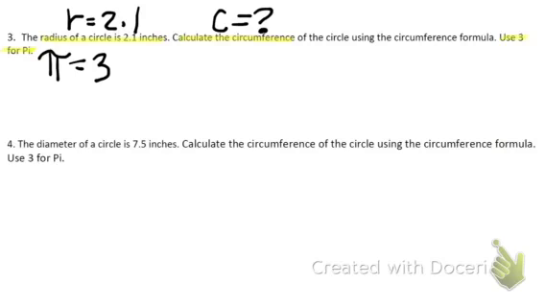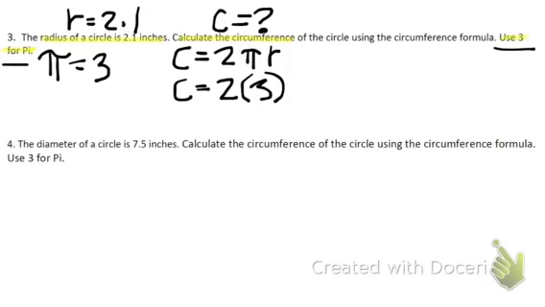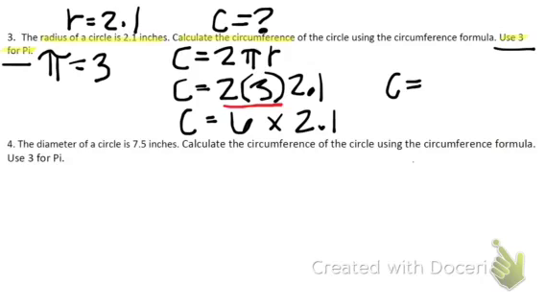So, since it's given me the radius, the circumference formula I want to use is c equals 2 pi r. So the circumference is 2, we're going to plug in 3 for pi because that's what our problem told us to use, times the radius, which is 2.1. And then, again, we're following our order of operations to solve. So we do 2 times 3, which gives us 6. So then I have 6 times 2.1, and when we multiply those together, we get that our circumference equals 12.6 inches.